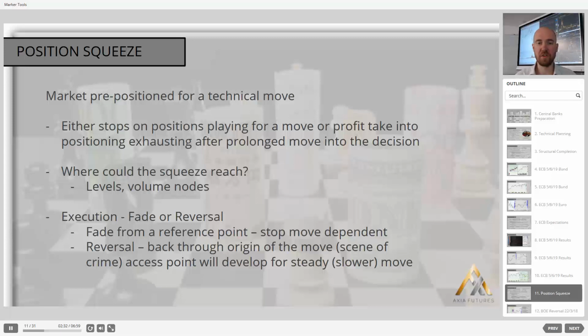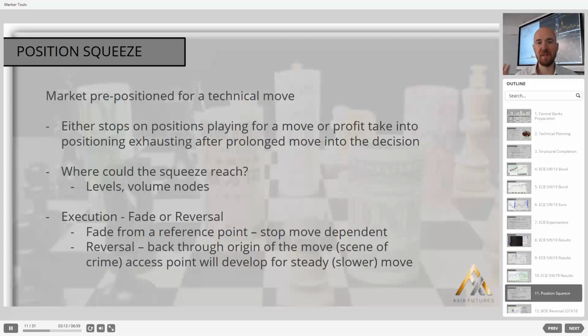Those new positions that jump in then get squeezed in the opposite direction, as the traders who already have their positions use those new entrants as liquidity to exit their existing positions, and it's then the new entrants that get squeezed in the opposite direction. So what we'll have a look at is two different examples, both over the Bank of England. One example of positioning going into it, whereby the move plays into that positioning's trade, and you then get the squeeze in the opposite direction.